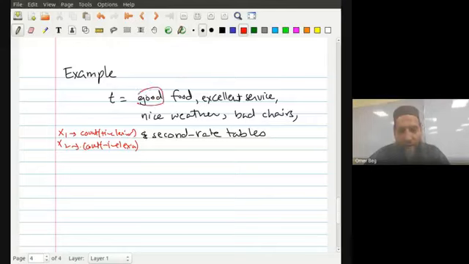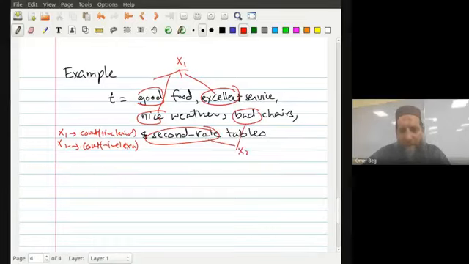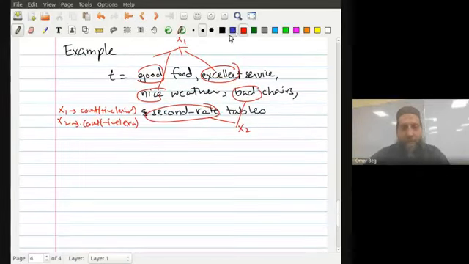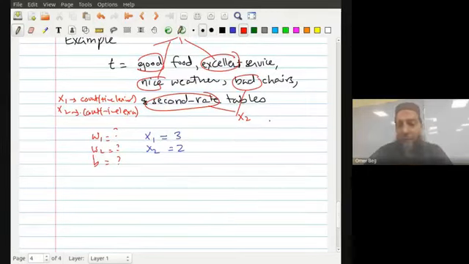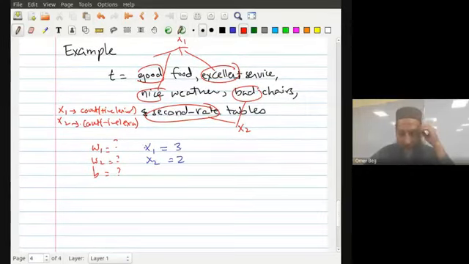So essentially good, excellent, nice, all these add up into x1, and we have bad, second rate, all these add up to x2. So making this example simple, we have x1, the value of which is 3, and x2, the value of which is 2. Now, if you recall, we need the weight vector w. So essentially what we want are w1, w2. We don't have these values, and we need a b for our logistic regression classifier. These are the values that we need to train.